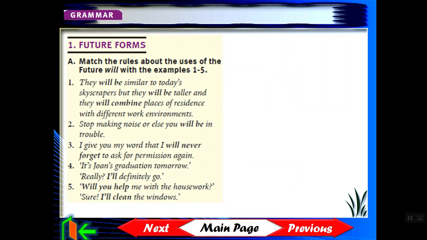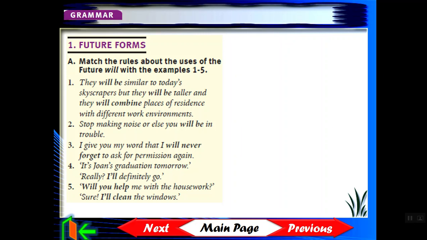Look at number 1, future forms. A, it says match the rules about the uses of the future will with examples 1 to 5. Here we have 5 sentences, and I want you to focus on the highlighted verbs in your student's book or here. Number 1 says they will be similar to today's skyscrapers, but they will be taller and they will combine places of residence with different work environments.